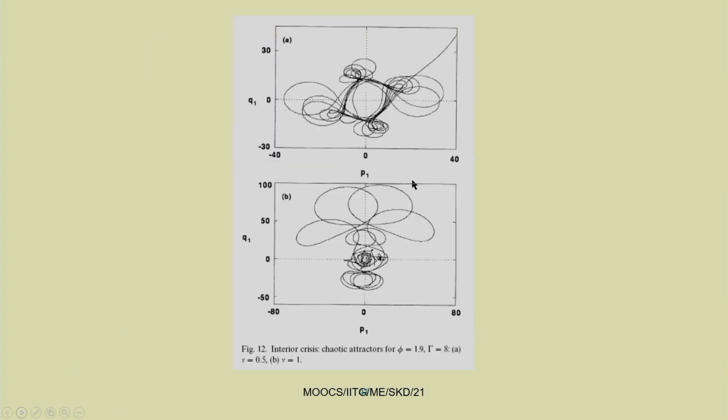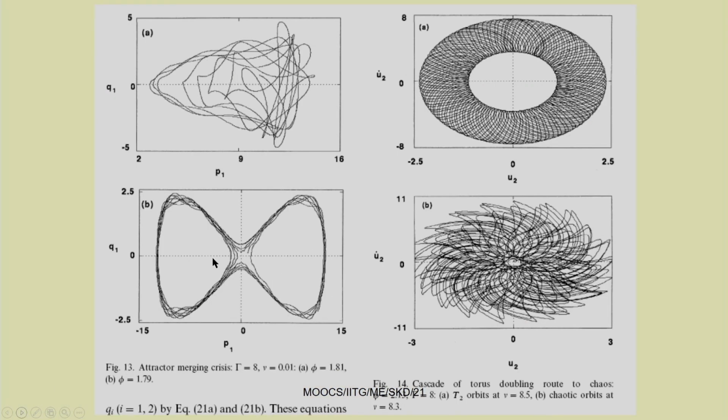Similarly, you can observe other different types of chaotic response also. Here one interior crisis you can observe. Initially this is the attractor. When it comes in contact with the unstable fixed point response, you can see that this attractor is now inside this bigger attractor. This is known as interior crisis. Similarly, you can have attractor merging, where a single attractor forms, so now this attractor merging crisis is occurring in the system.